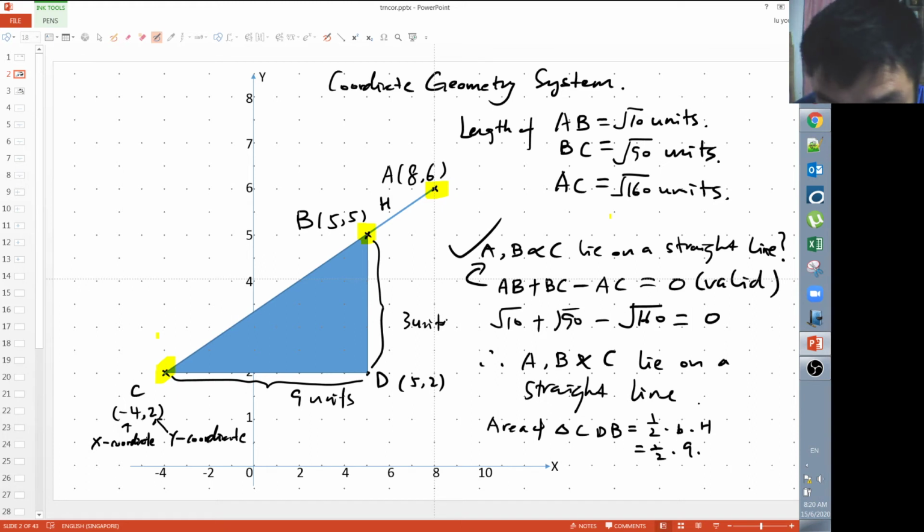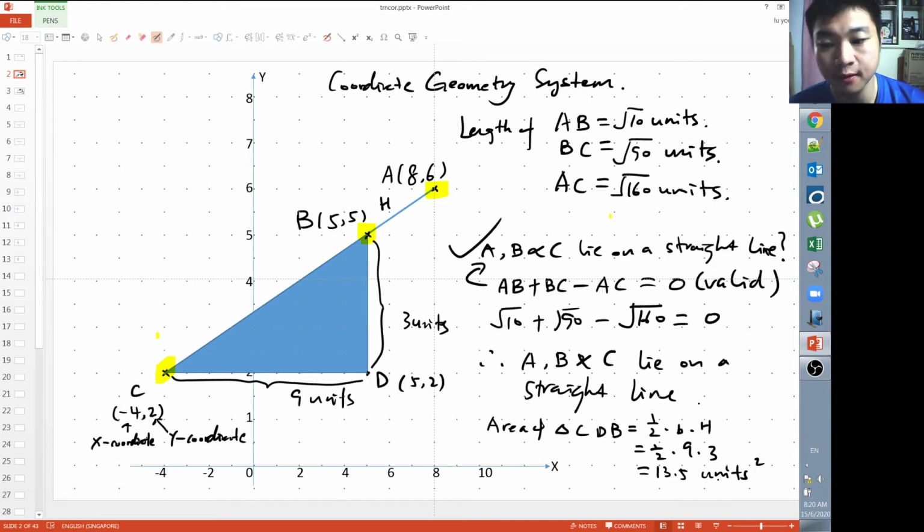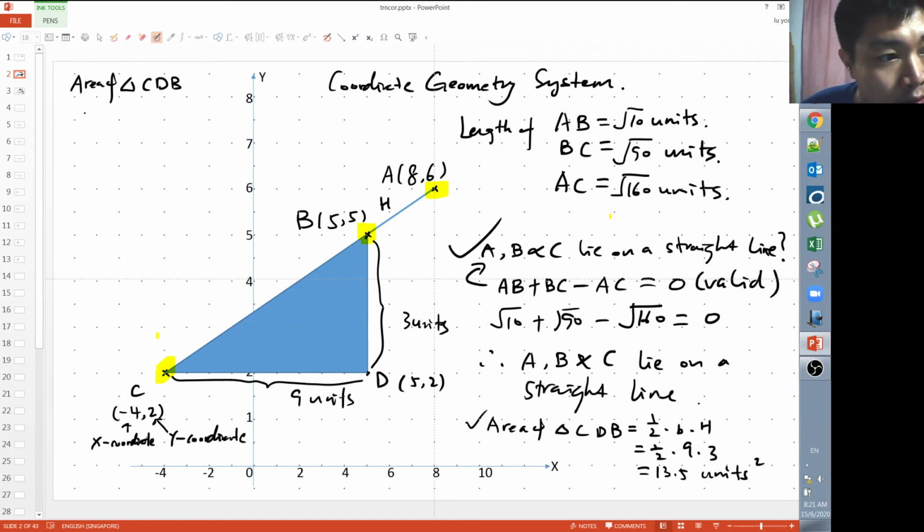By the way, I don't need a square here. The height is 3. So what do you get? You are supposed to get 13.5 units square for the area of this triangle. This is the formula to find the area of a triangle. We are so used to this formula since primary school, right? Today I'm going to introduce to you another method to solve the area of this triangle CDB. I'm going to use the shoelace method, and I will show you why I call it a shoelace method.